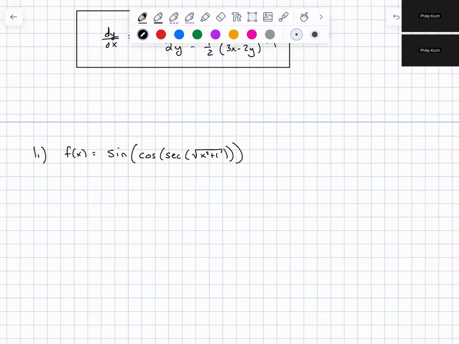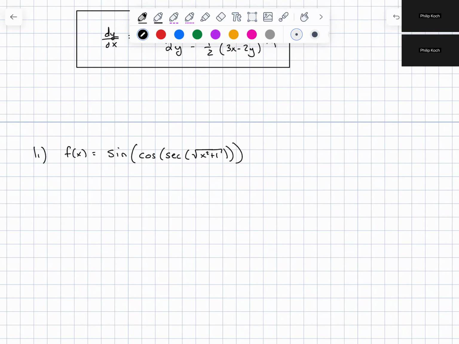So don't be scared. It will just be a little bit chaotic. And this is one of those ones where I might take it in steps, or you can just stop and take a bite out of a granola bar after each outer derivative, whatever you want to do.